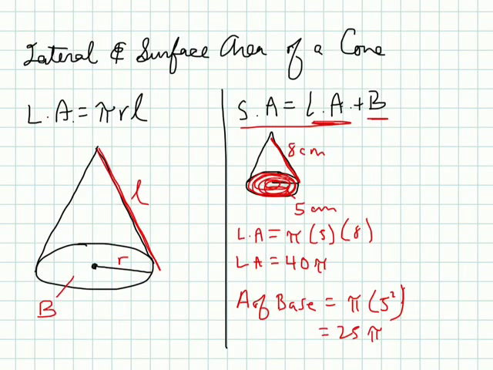And then, again, we just add these two, the lateral area plus the base. So 40 plus 25 equals 65 pi, which if you multiply by a rough 3.14, you get 204.1 approximately. Centimeters squared. Sorry, I forgot about that.